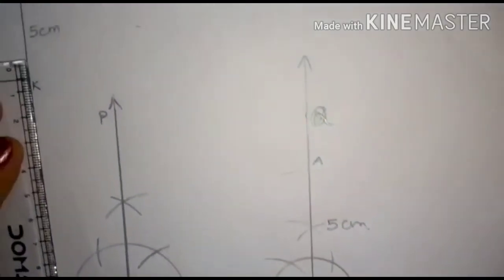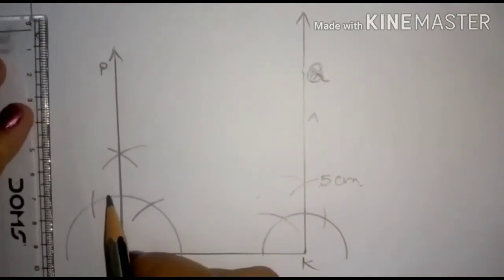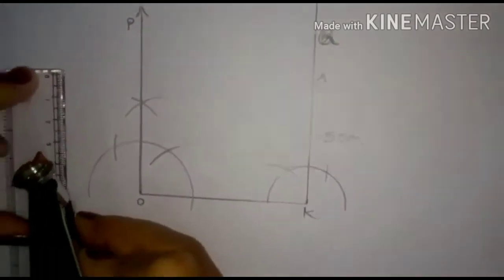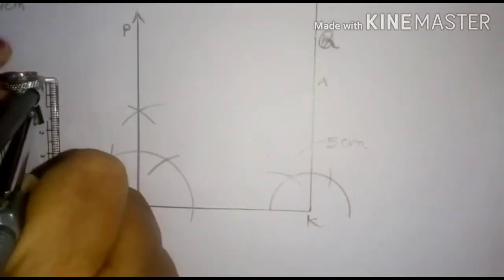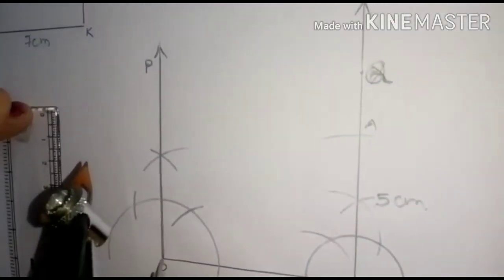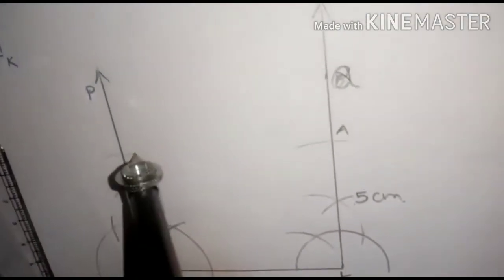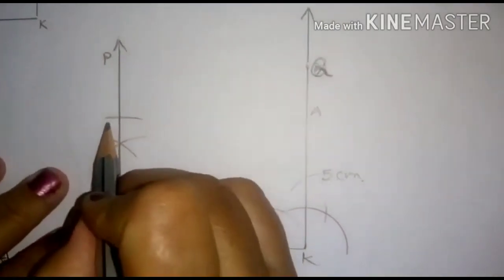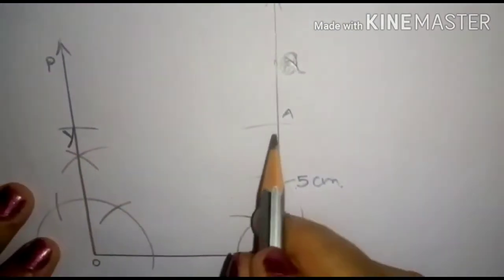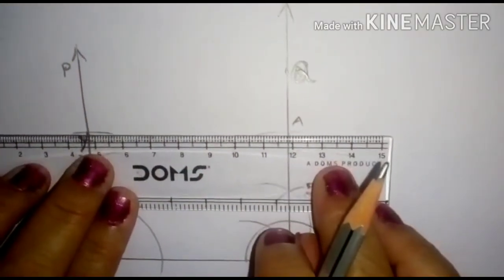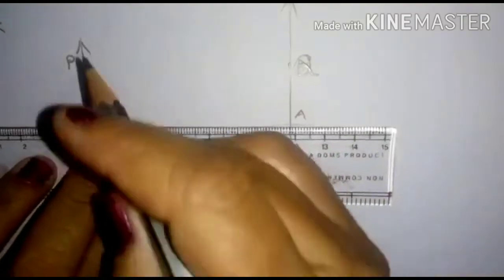Okay. Now here is 5 cm, so the opposite side will also be 5 cm. So again we will cut the arc of 5 cm. From point O, cut the arc of 5 cm. Now we have got point Y here. Now we will join this AY. So join it, AY.